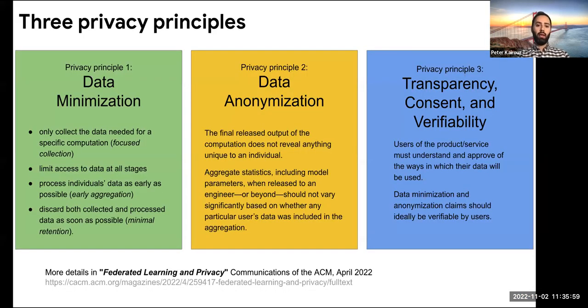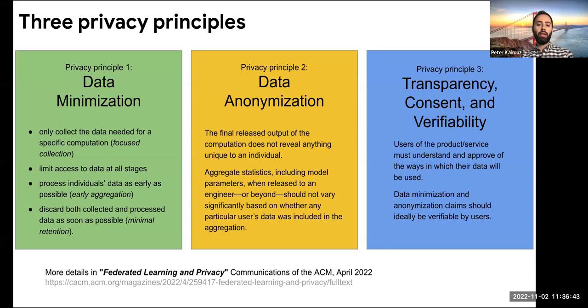Before going into DP and FL, I wanted to overview the three privacy principles that we recently discussed in an ACM Communications paper. Those three principles are data minimization, anonymization, and transparency, consent, and verifiability. Data minimization is about only collecting the data that is needed for a specific computation, limiting access at all stages of the pipeline, processing individuals' data as early as possible, and discarding any collected data or metadata, and even processed data, as soon as possible. This is known as minimal retention.